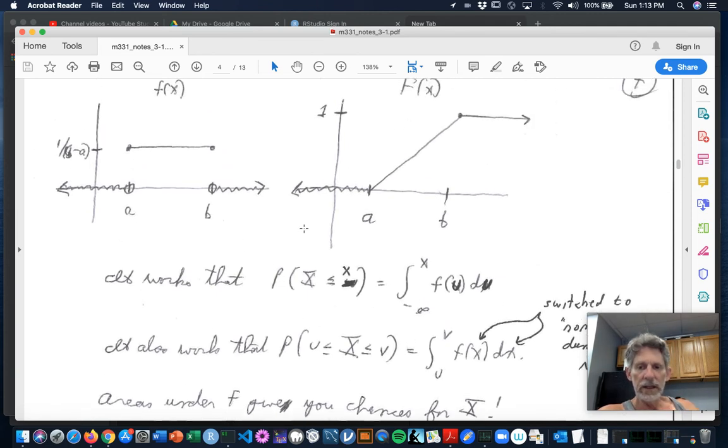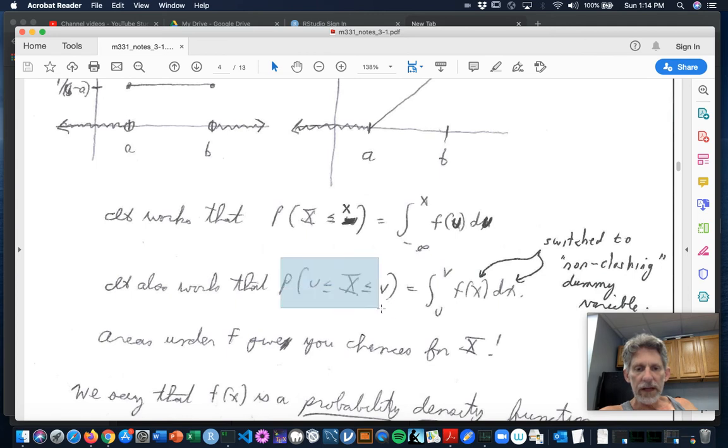Yeah, it is. If I put an x somewhere, like here, the area from a to this x is this base times this height. The base is x minus a, and the height is 1 over b minus a. It's x minus a over b minus a. And if x is less than a, what's the area under the curve up to it? 0, because the curve is at 0 height. And so it's giving the answers for the probability. It's giving the capital F answers everywhere that it needs to.